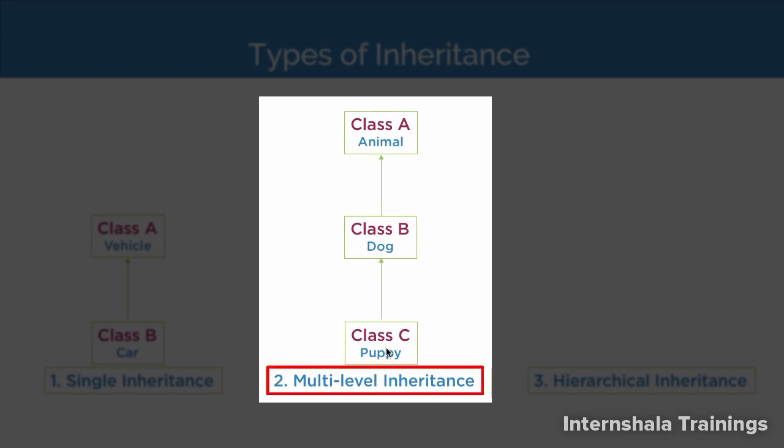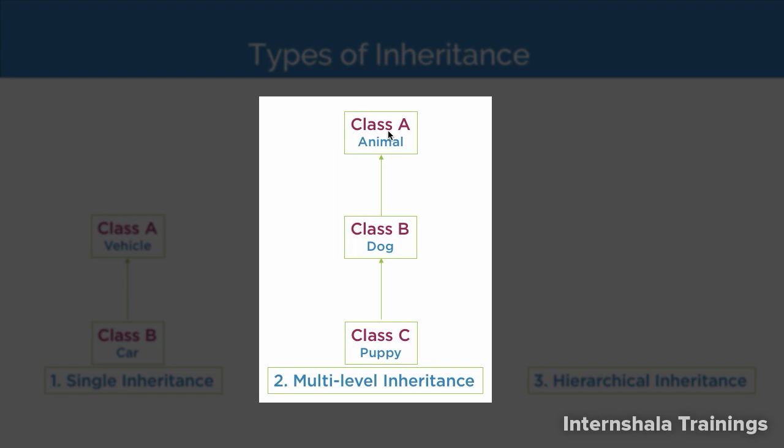Now in this case, if you notice, class C gets all the properties of class A and class B all together. But class B gets only the properties of class A. And this class A, present at the top, is known as the superclass.